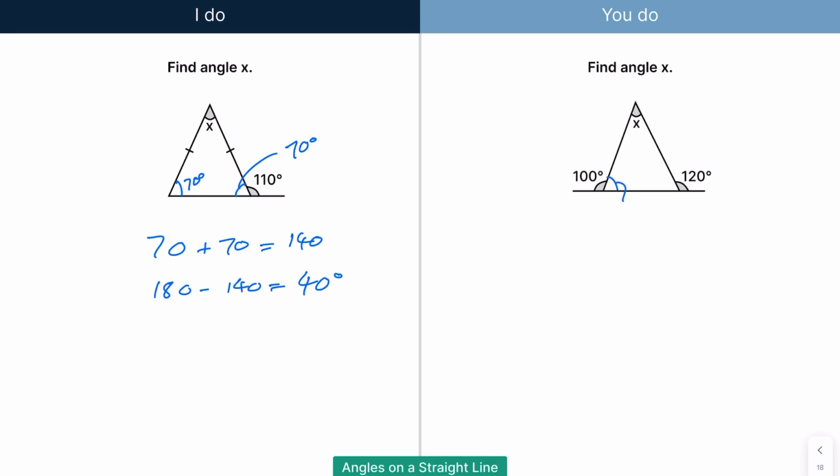And moving over to the right, hopefully you've pressed pause and had a go. So this angle here, it's angles on a straight line. That's going to be 80. This angle here is angles on a straight line. So that's going to be 60. So that's 80 plus 60, which gives us 140. And angles in a triangle add up to 180. So that is going to become 40 degrees for x.